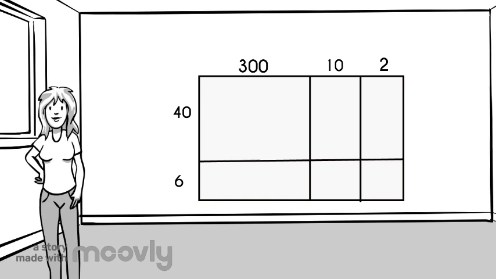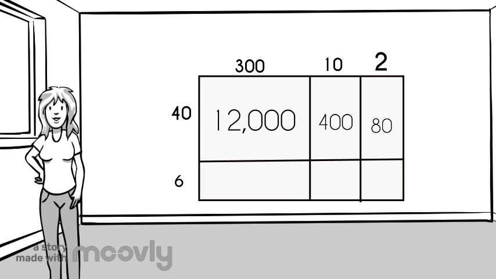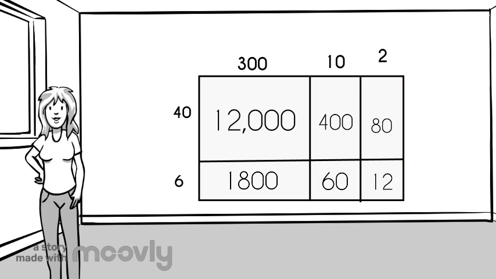The way we're going to solve this is we're going to find the area of each of these squares by multiplying. So 300 times 40 gives us 12,000, and 10 times 40 is 400. 2 times 40 is 80, and then let's do the next row. 6 times 300 is 1800, 6 times 10 is 60, and finally 6 times 2 is 12.